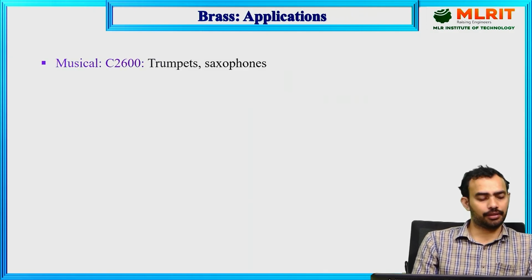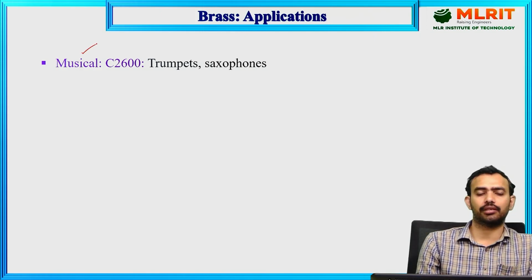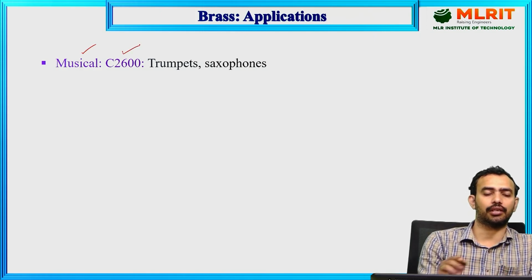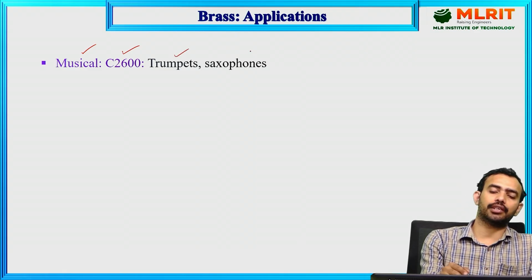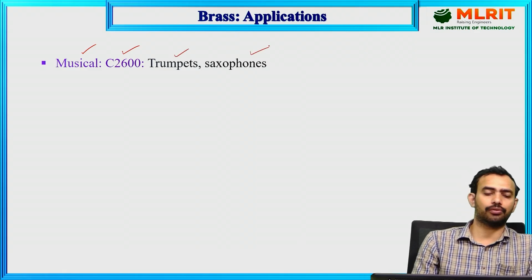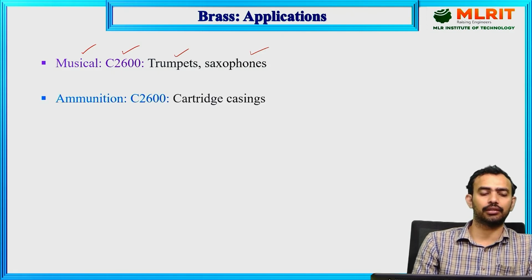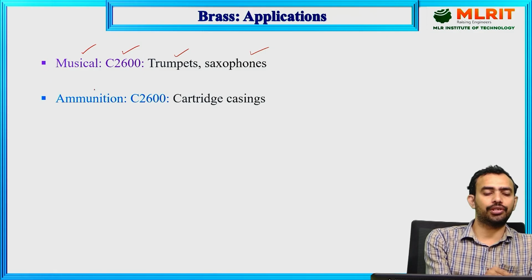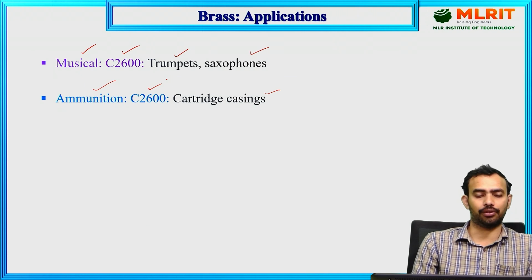So applications, we will be seeing in our day-to-day life so many applications of brasses. It has its applications in musical instruments, where we use the C2600 grade for manufacturing trumpets and saxophones. Trumpets and saxophones are basically made out of brass. You have ammunition. We use the cartridge casings. Again, the same graded brass will be used.